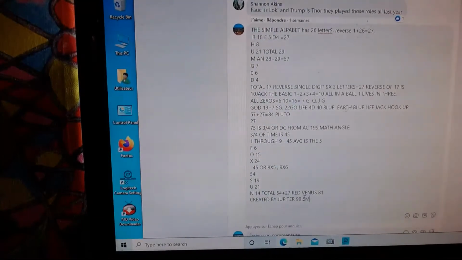Jupiter 99. And that's where everything becomes smart. Smart: 19, 32, 33, and 18, 51, 61, 71. 71 smart. 1771. 71 smart.